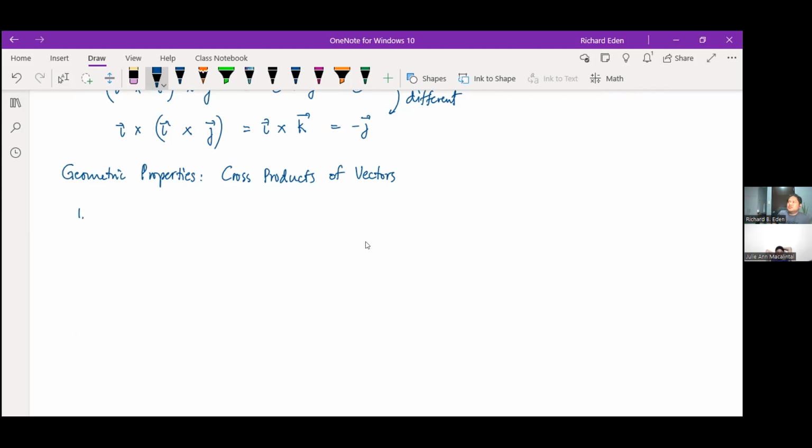The first question that students often ask is, why was the cross product defined the way it was defined? I suppose it's supposed to serve some need, but what is that need? Why define the cross product in the first place? It's because of the following important property: A cross B is orthogonal to both vectors A and B.